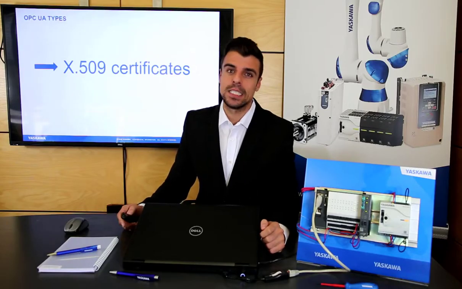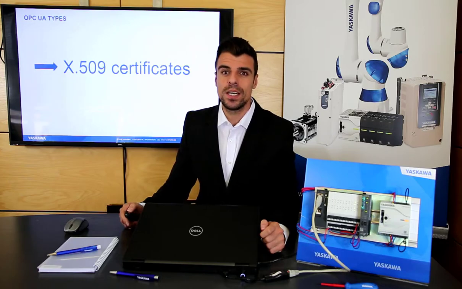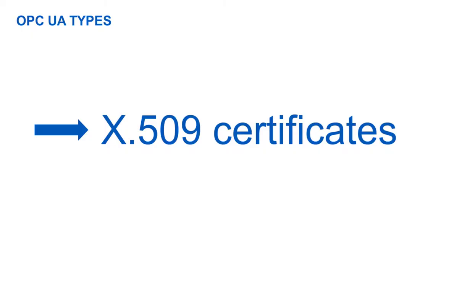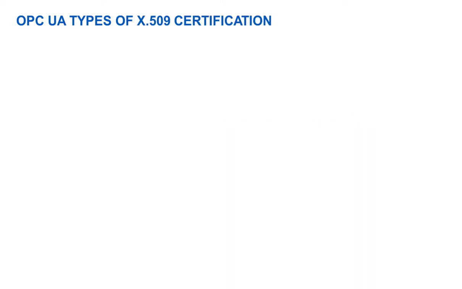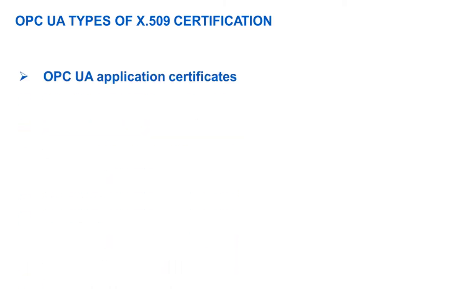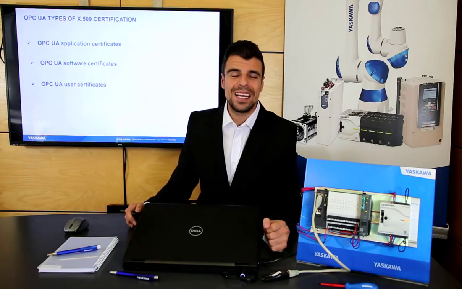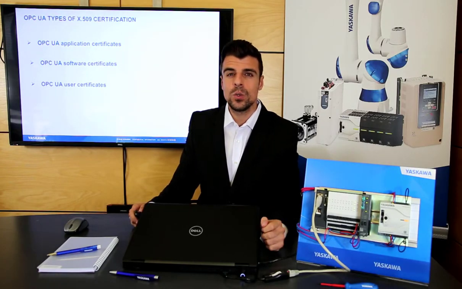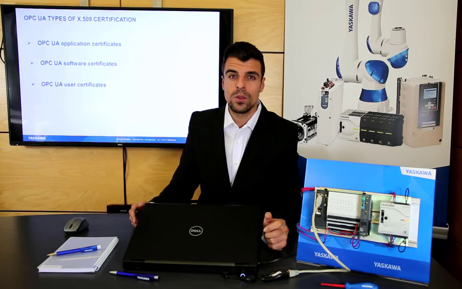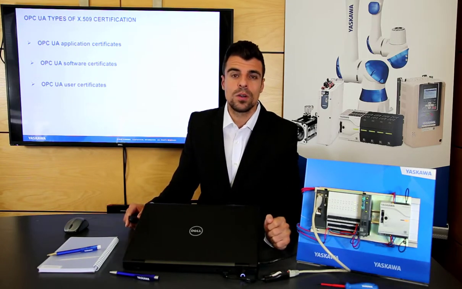Last but not least, here are the types of OPC UA certificates. OPC UA uses three types of X.509 certificates when establishing a client-server connection. The first one is the OPC UA application certificates. The second one is the OPC UA software certificates. And the third one is the OPC UA user certificates. That was a little overview about OPC UA. For more information about OPC UA, you can find it in our manual.